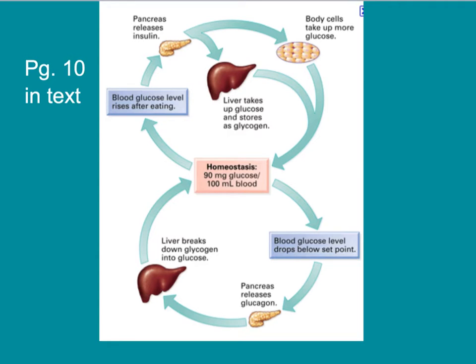If the reverse happens, and your blood sugar level drops below the set point, the pancreas is then going to release a substance called glucagon, and the liver is going to break down glycogen into glucose, raising your blood glucose level. So a negative feedback loop is when something in the body is above or below what it should be, and the body is going to make a change to reverse that.